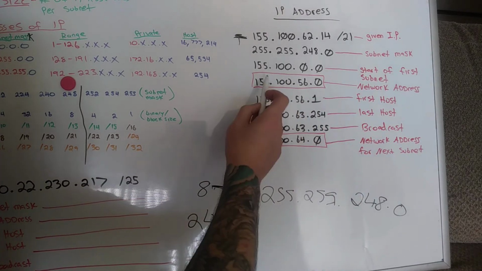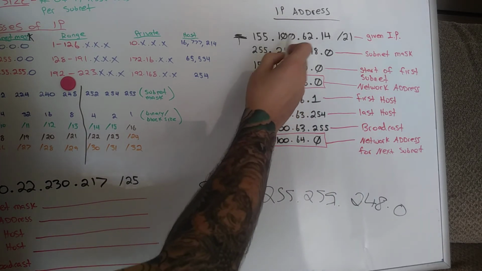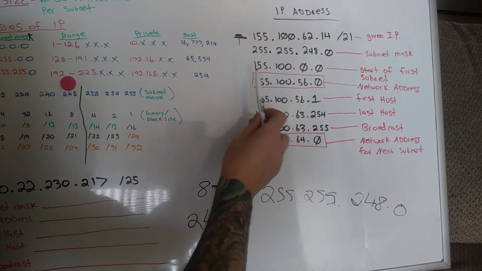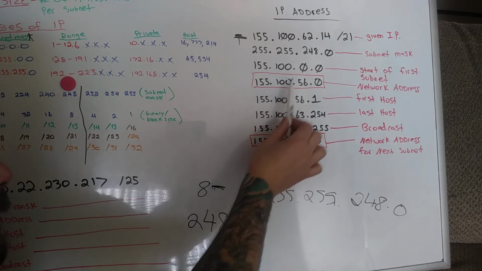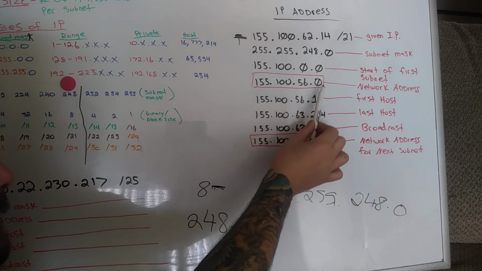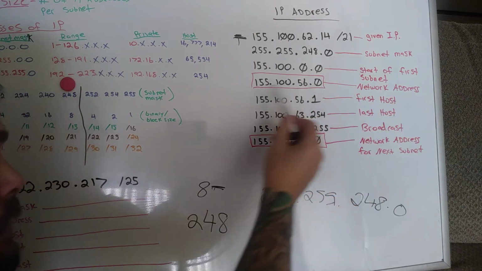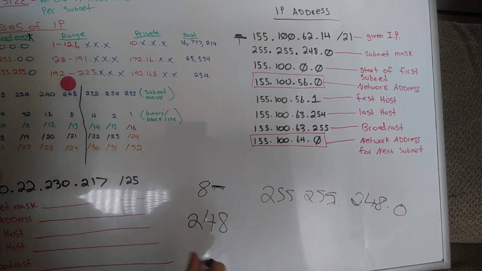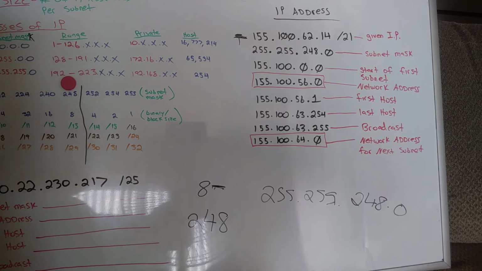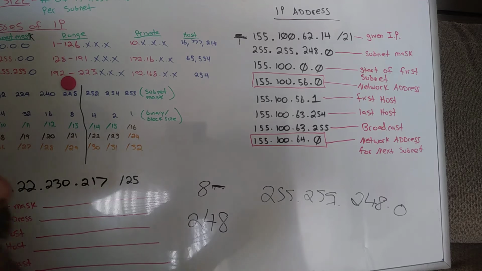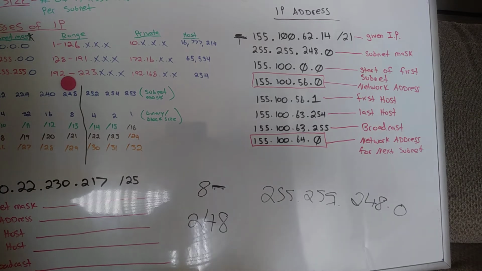So our network address that this subnet belongs to that was given to us is 155.156.0. That's the network address, or one of the two reserved addresses, that's why it's blocked in red. So that's the start of the network. Let's find out what the next subnet network starts at.